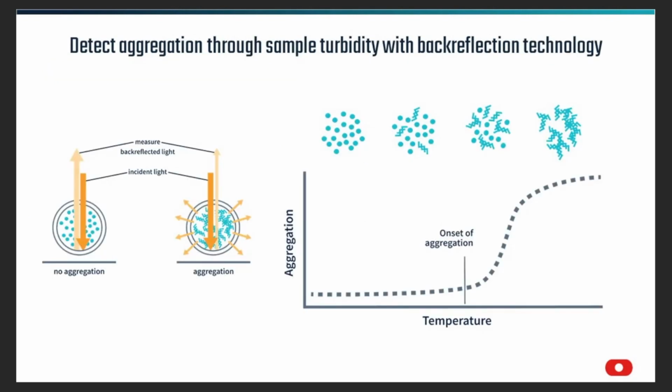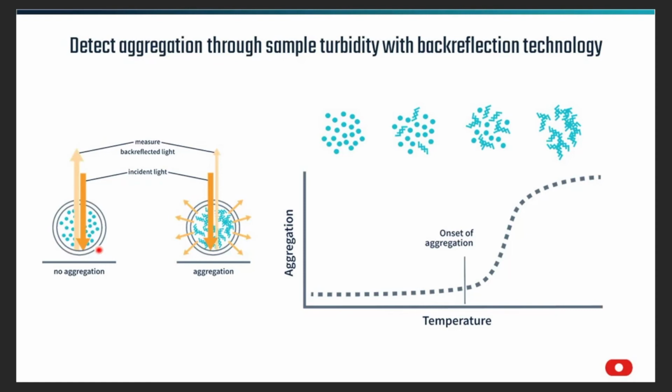Simultaneous to that conformational measurement, this is something that wasn't featured in Jie's presentation, there's also the ability to identify the formation of aggregates in a sample. So here, with the formation of aggregates, we are identifying this through changes to the sample turbidity that are being measured with our back reflection technology.